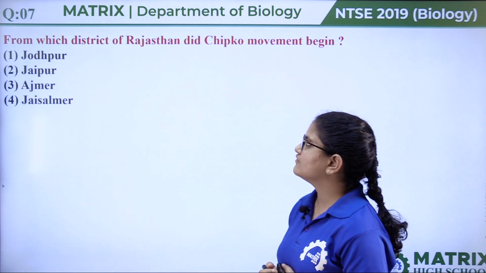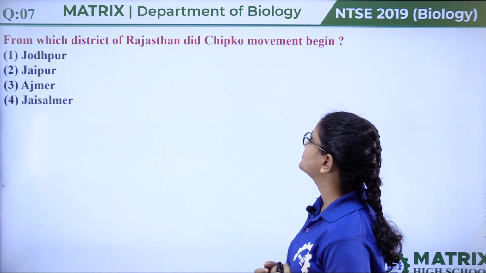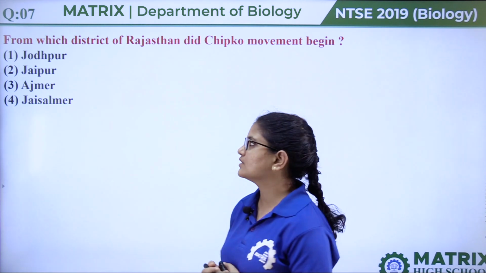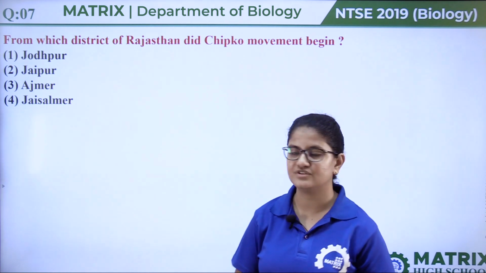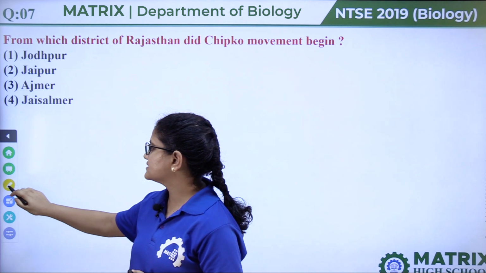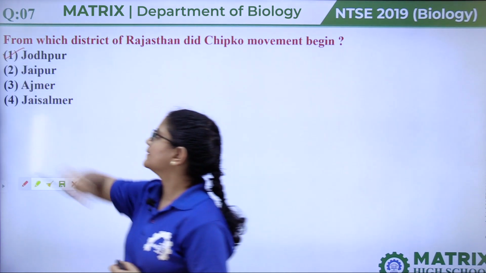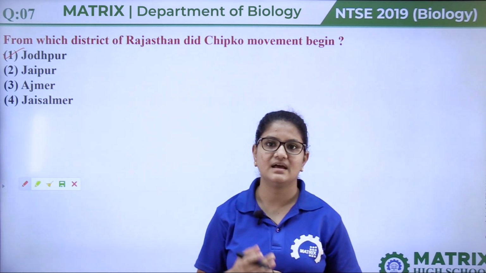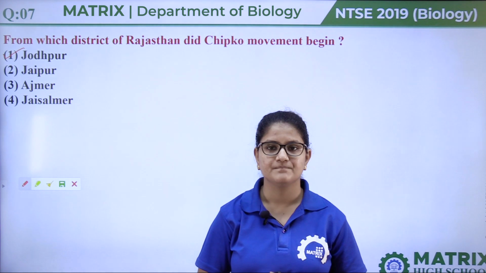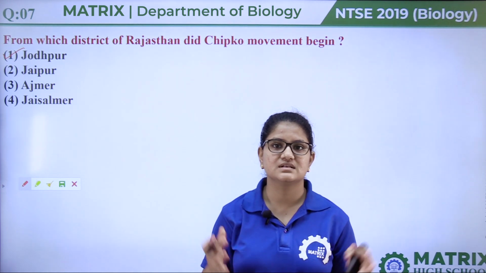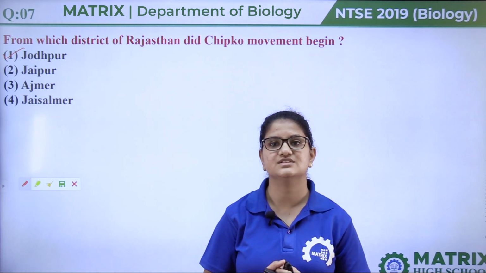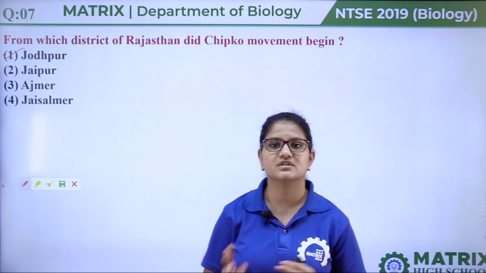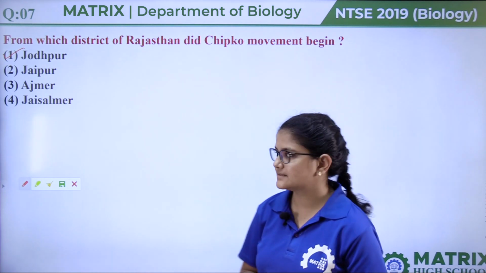Question number 7. From which district of Rajasthan did the Chipko movement begin? Option 1, Jodhpur, option 2, Jaipur, option 3, Ajmer, and option 4, Jaisalmer. So its answer is, of course, Jodhpur. Chipko movement was a movement which was started by Amrita Devi Bishnoi. Amrita Devi Bishnoi with a few people hugged the khejri trees when they were being cut. So it was for the conservation of plants.